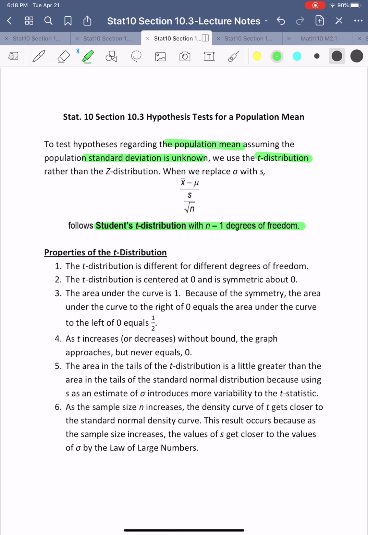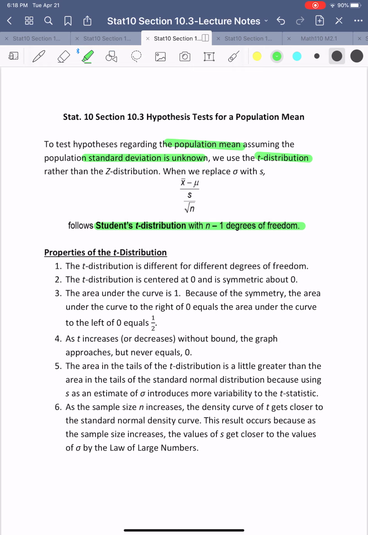So this is the review of the properties of the t distribution. Number one, the t distribution is different for different degrees of freedom. Number two, the distribution is centered at 0 and symmetric about 0. And number three, the area under the curve is 1, and because of symmetry, the area under the curve to the right of 0 equals the area to the left of 0, which is half.